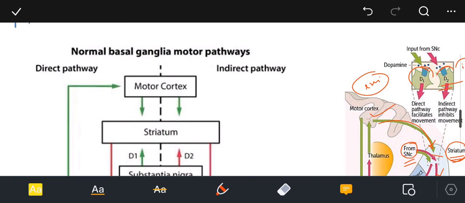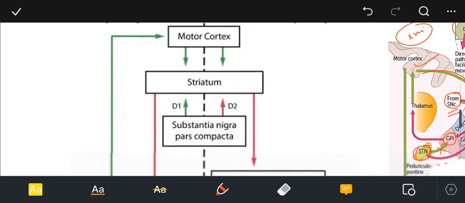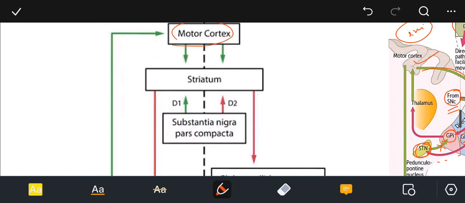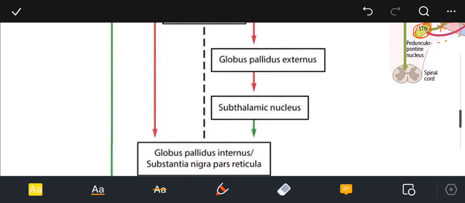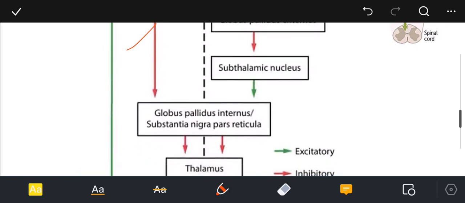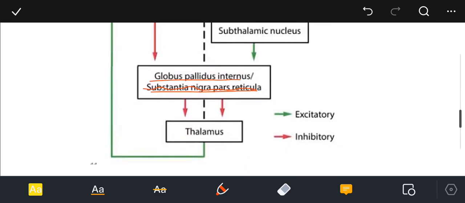Now here is the Uworld picture. So in the direct pathway, you can see that the motor cortex is sending stimulatory signals to the striatum. Striatum is sending inhibitory signals to the globus pallidus internus directly, and substantia nigra pars reticularis as well. This is not very important. Just remember the globus pallidus internus.